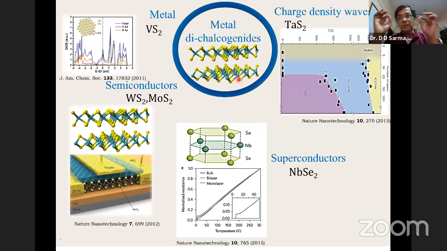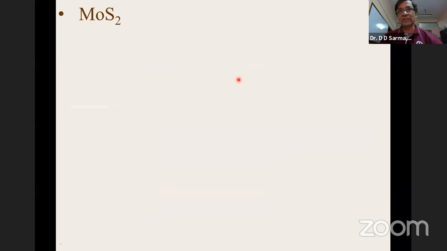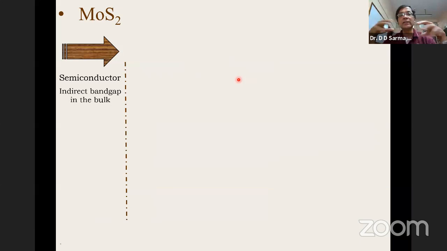And of course, we cannot talk about all of it. We have to focus our mind onto one of them, and what we are going to focus on is MoS2. Now, what is MoS2? It's, of course, the structure that I've shown you. In the bulk form, it's an indirect band gap, large band gap semiconductor.